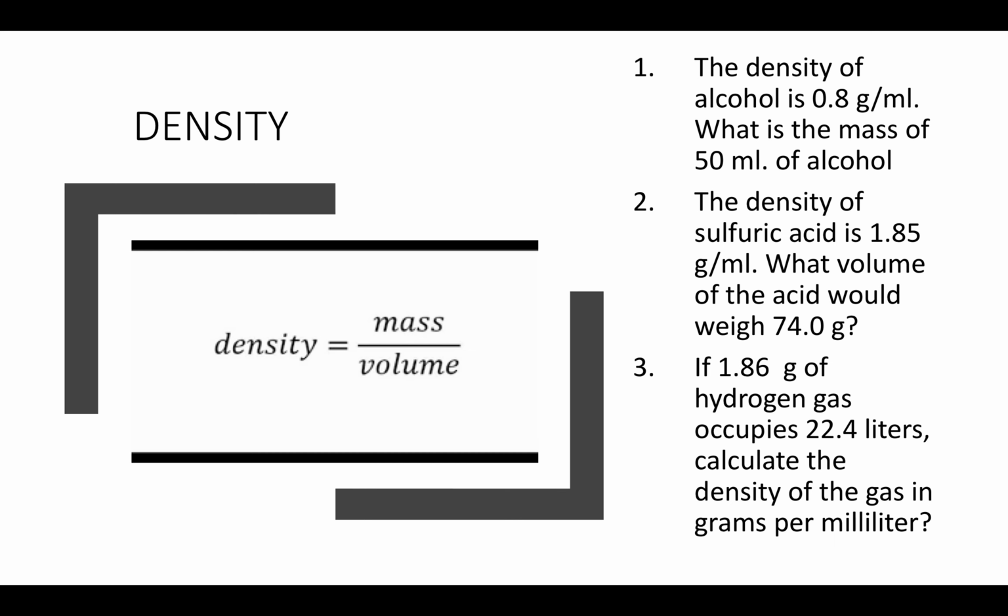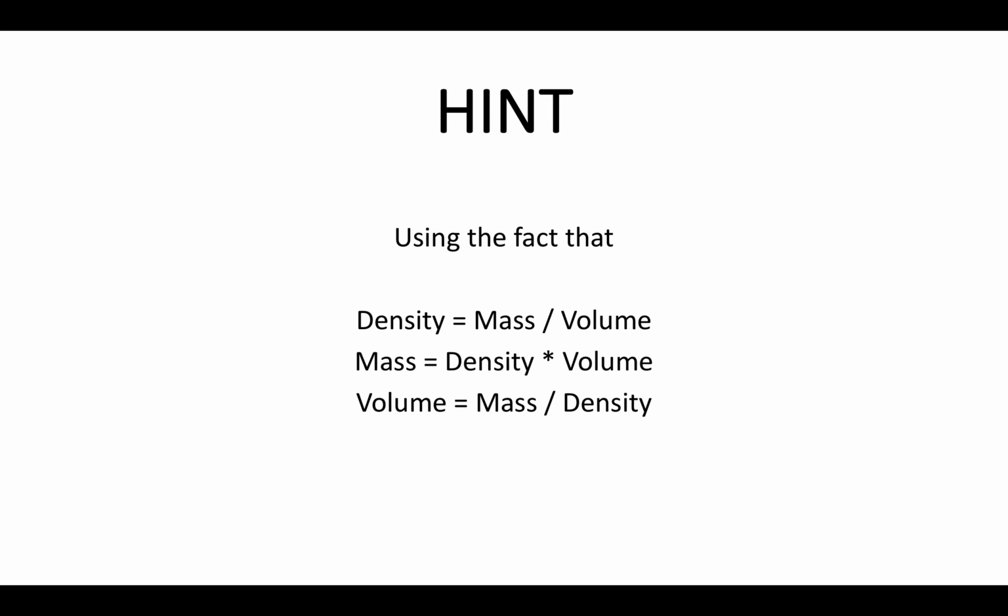On the next slide, I'll show you the hint page where I believe you can start and then continue from there. So here's the hint. Density is mass over volume, as I said. Mass is density times volume. All I did was multiply volume by density. And then volume is mass over density. So again, you need to know how to rearrange the equations. Here I'm just giving it to you. Let me show you.